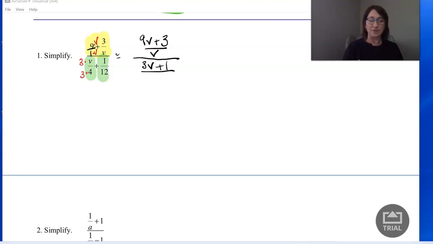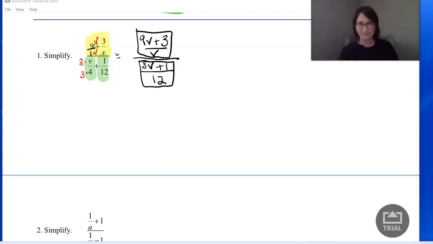So this is 3v plus 1 over 12. So now I have a single fraction over a single fraction. Okay, so I'm just going to take a little bit of a shortcut here. Instead of changing this first to a division problem and then a multiplication problem, I am going to just take my numerator times the reciprocal of the denominator. It's exactly the same thing.